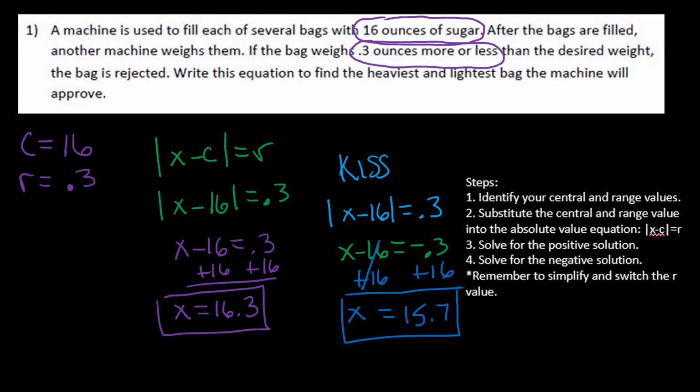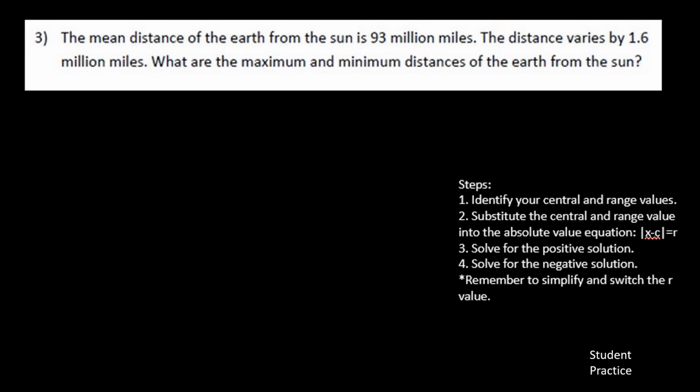So we've already practiced this twice already. I think it's just important to also practice how to take the information out of the word problem to set these absolute value equations up. So now it's your turn. I want you to apply those same skills. You're going to want to identify the range and central values first, set up the equations, and solve for both the positive and negative cases. Okay? If you have any questions, let me know. Let's move on.